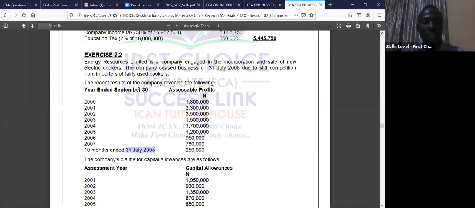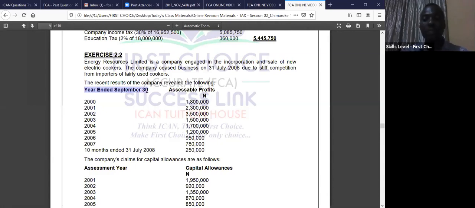Now the difference between year ended and year of assessment is that year ended is for profits. This is the basis period. So if they say year ended 30th September 2000, that means that is when the basis period ends. The year of assessment is 2001. So when you see me doing 2001 year of assessment and coming to take year ending 2000 figure, just know that it is because they wrote year ended and not year of assessment. They are different.